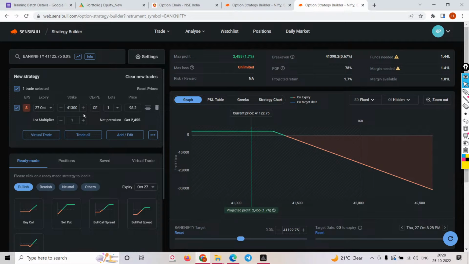The majority of the folks are wrong. Whoever has said yes, you are absolutely wrong. Believe me. Whenever we are selling the 41,300 call, you should not say that the market is bearish. Your view is that the market will stay below 41,300. That doesn't mean the market is bearish. Even if the market goes to 41,299, what you're telling is that the market will not breach 41,300. The market will not go above 41,300 is your view. That's it.